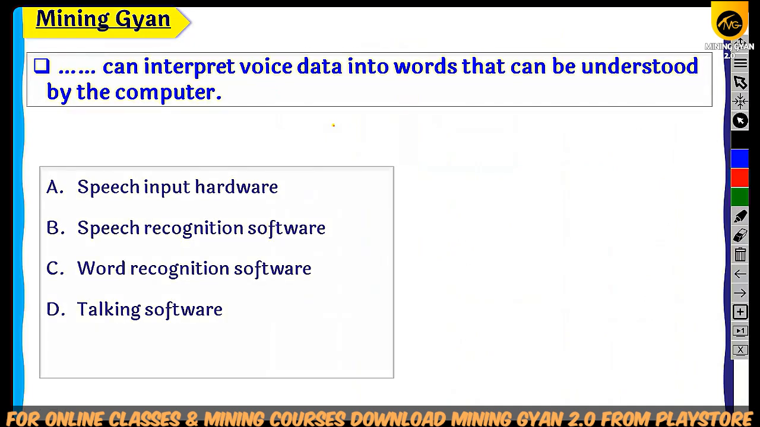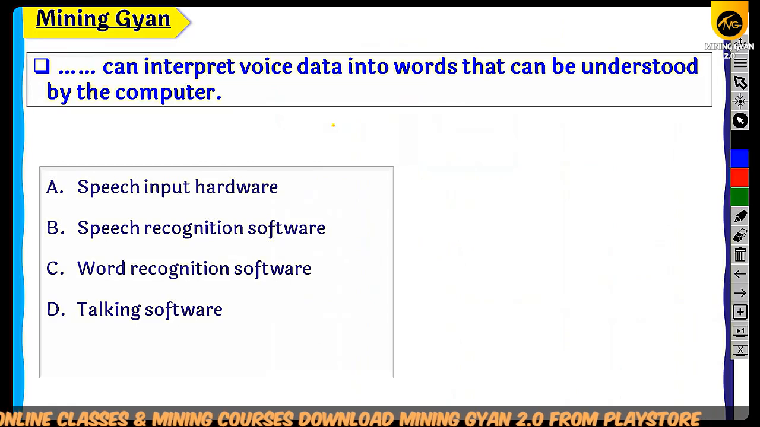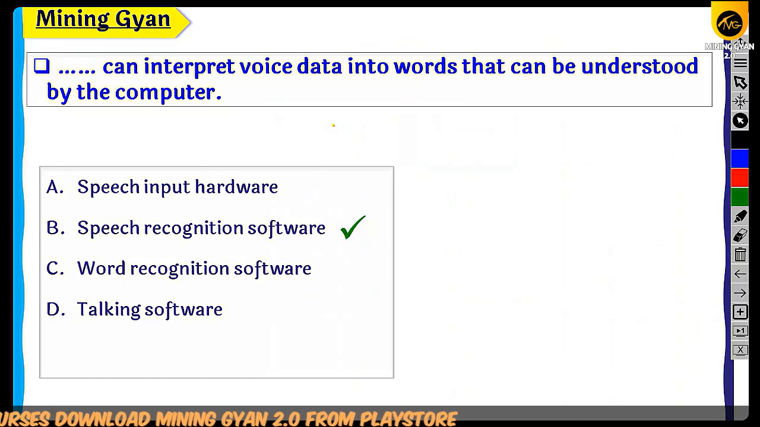It's a speech input hardware, a speech recognition software, word recognition software, or talking software. What kind of software or hardware can interpret voice data into words? It converts voice into words. Option B is the correct answer. This is called speech recognition software. Speech recognition software can interpret voice data into words.